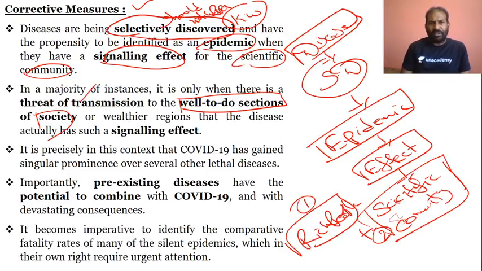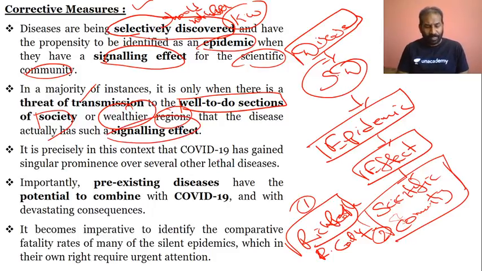Only when there is a threat of transmission to the well-to-do sections or wealthier regions, if not rich people, or rich countries, does the disease actually have a signaling effect. That is the cause of concern. What is the WHO's role in combating such concerns?